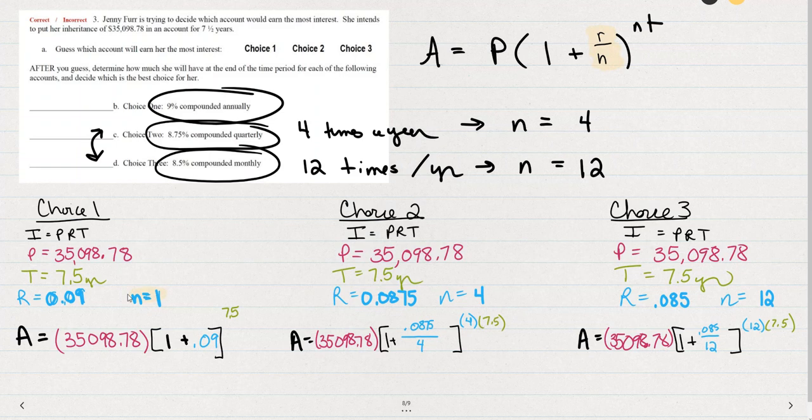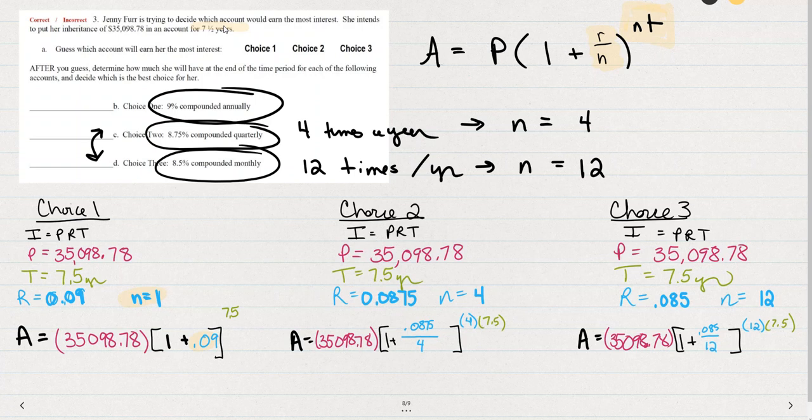Well, since n, the number of compoundings in a year, is just once, the rate divided by n is just 0.09. And then let's look at what this nt is going to give us. That nt is going to tell us how many times over the course of the entire 7.5 years that interest is compounded.